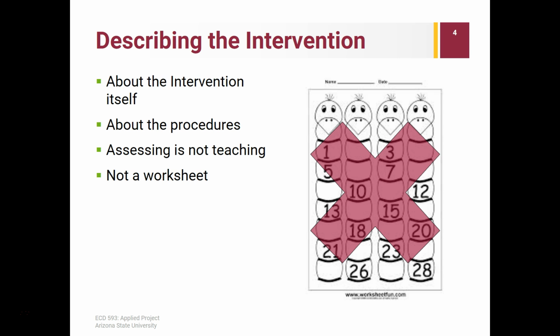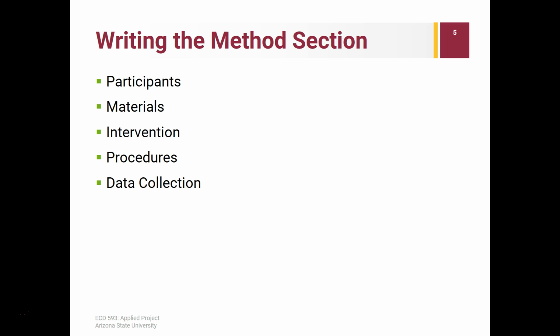Please note, the intervention or teaching strategy should not be a worksheet. While you may have a worksheet as part of the intervention, the strategy must not be solely based on this activity. Once you have selected an intervention or a teaching strategy to try, you will write the methods section of your paper. The methods section should include the following headings: participants, materials, intervention, procedure, and data collection.